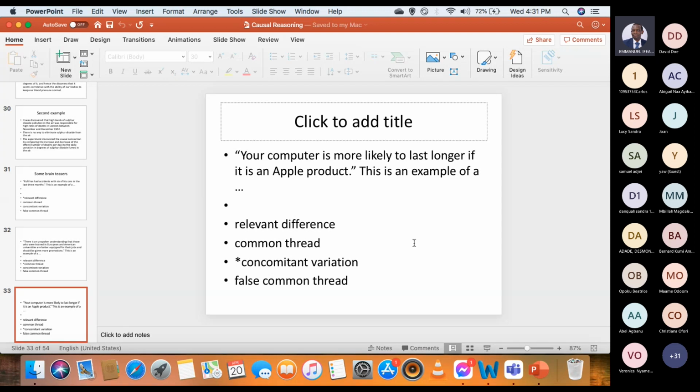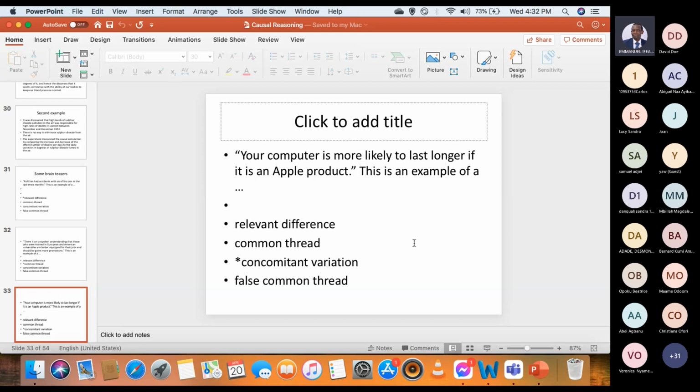So it's identified as an example of concomitant variation because they are all computers, but this particular computer has something more than the others. So it will be better to choose concomitant variation, because what makes it last longer than the others is obviously a certain material, the material used to make it is more fortified, you know. So there is a higher degree of something in Apple products that makes them last longer.